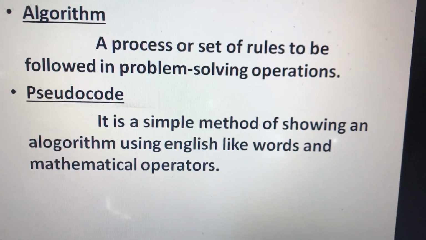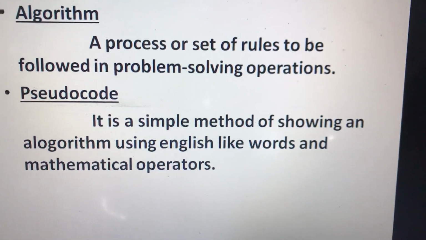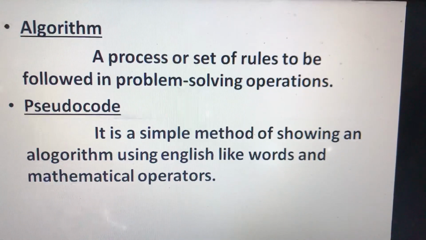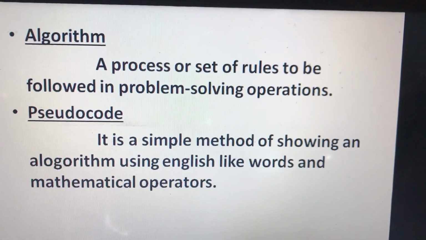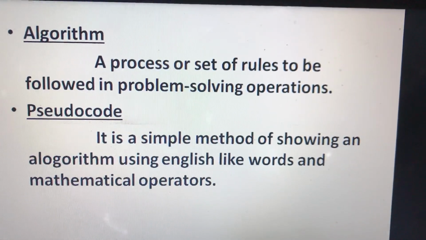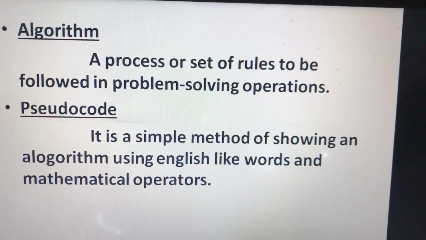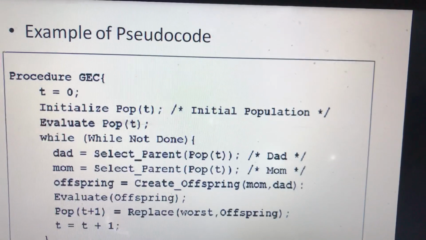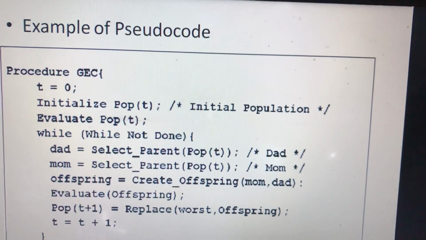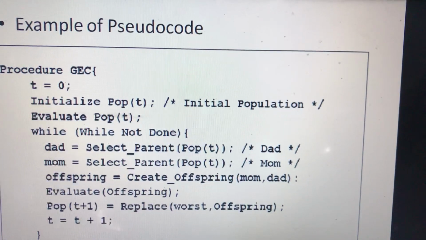Algorithm. A process or set of rules to be followed in problem solving operations. This topic will be discussed in more detail in the second lesson of this chapter. Pseudocode. It is a simple method of showing an algorithm using English-like words and mathematical operators. The example of pseudocode is here, simply written in the English language using mathematical operations, that is plus. In the last line you can see t is equal to t plus 1.